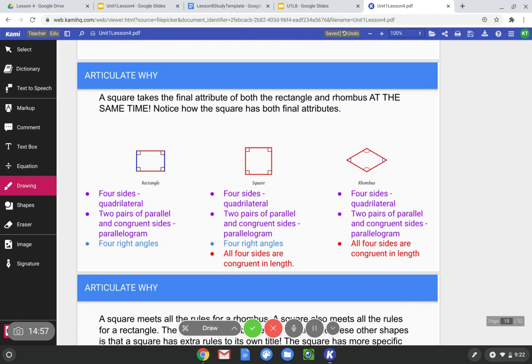So the attributes that the rectangle, square, and rhombus all share are that they're quadrilaterals. They all have two pairs of parallel and congruent sides. So they're all parallelograms. And that implies that they're also all trapezoids.